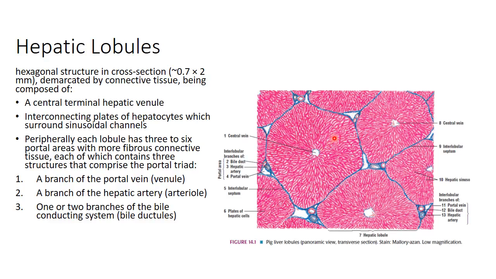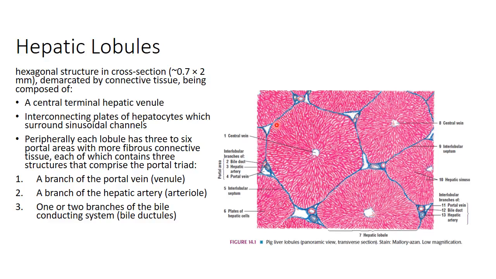Radiating from this central vein are interconnecting plates of hepatocytes. Between them are sinusoidal channels, sinusoidal hepatic channels. So all these red in color are plates of hepatocytes, which are the main type of cells in the liver, and between them is the hepatic sinusoid.